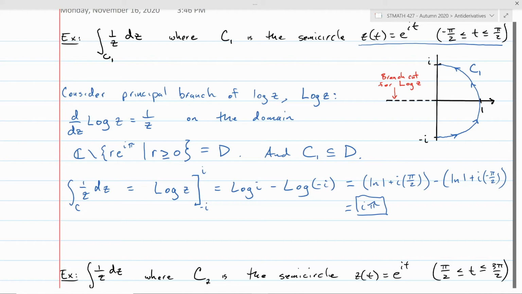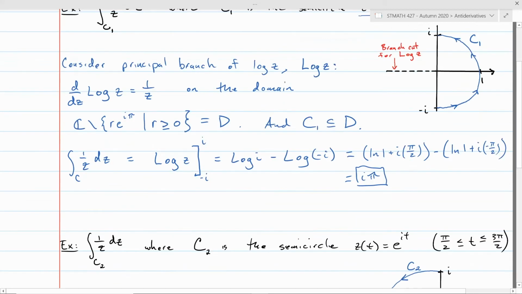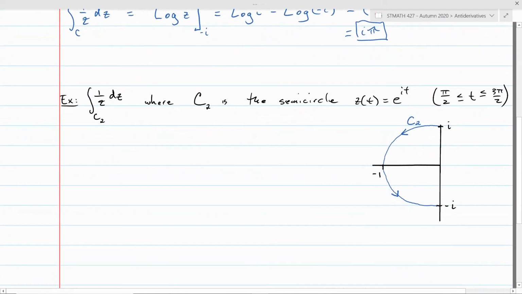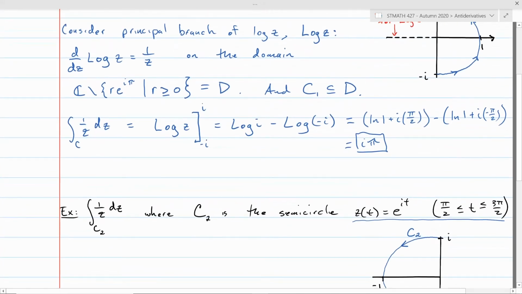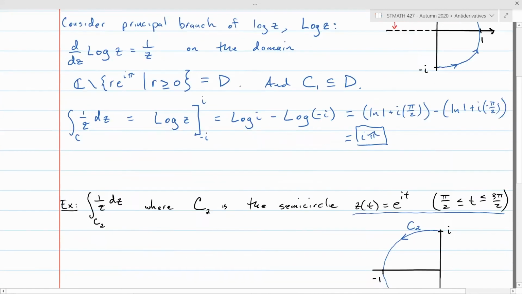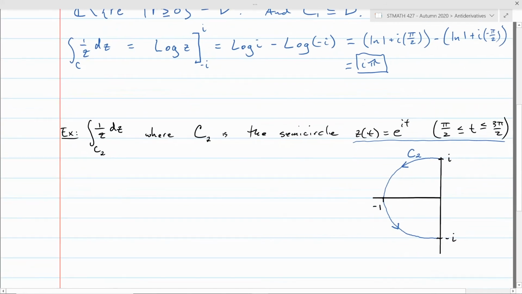But now let's change the situation up. In the next example, I'm integrating the same function, but now my arc is the right-hand side of the semicircle. The parameterization I'm giving has the parameter running from pi over 2 to 3 pi over 2. If we tried to use the principal branch of the logarithm, which has its branch cut along the negative real axis, that branch cut would intersect this curve, and so our curve would not be contained in the region where we have the antiderivative. So we have to work with a different branch now.